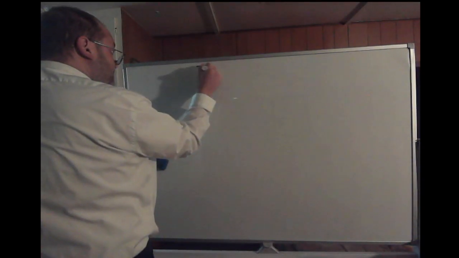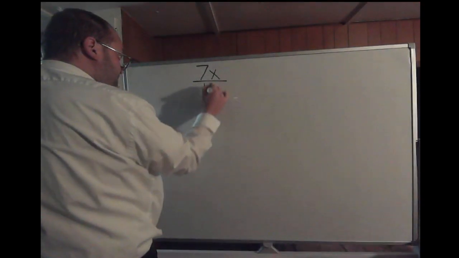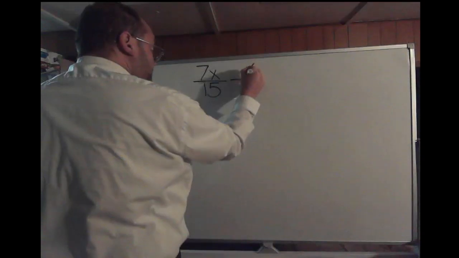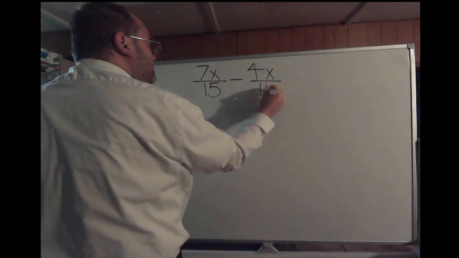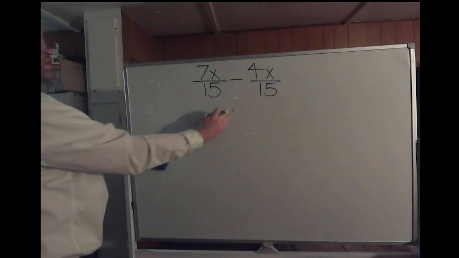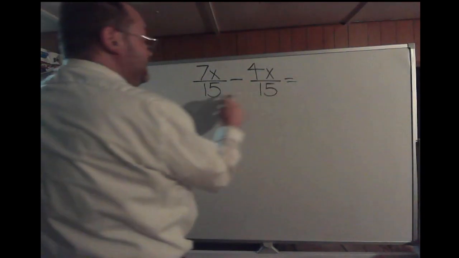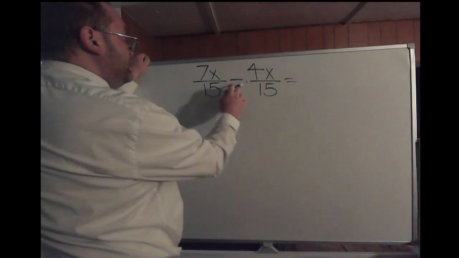Alright, how about 7x over 15 minus 4x over 15. Alright, so 7x over 15 minus 4x over 15. Well, we got the same denominator, so that all works out. You can go ahead and do the subtraction.